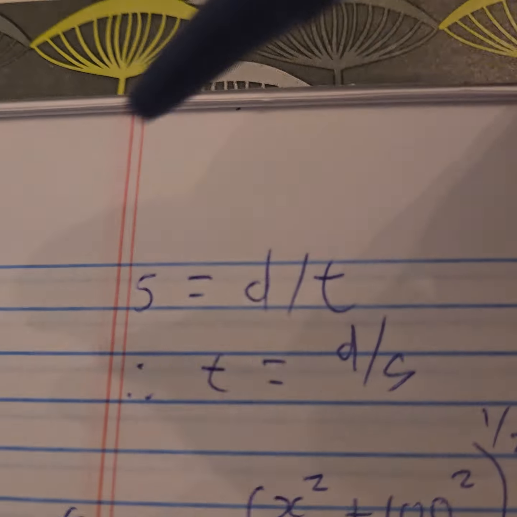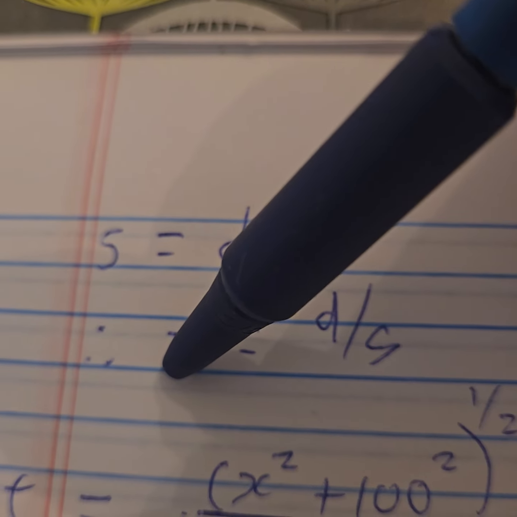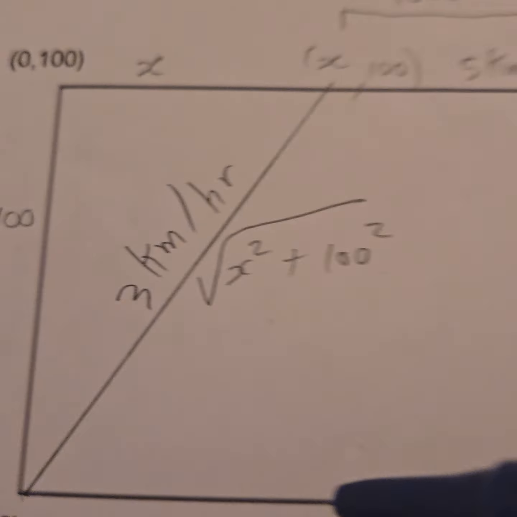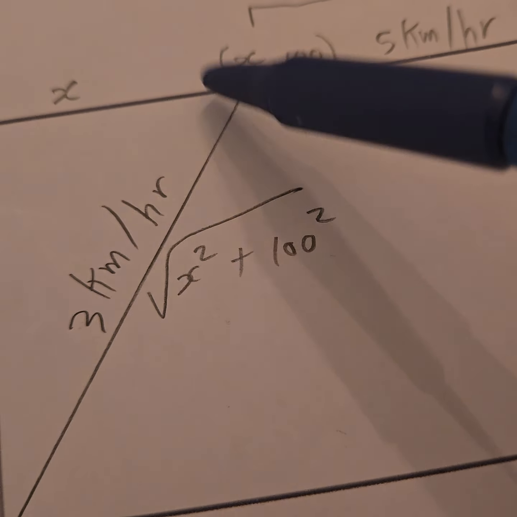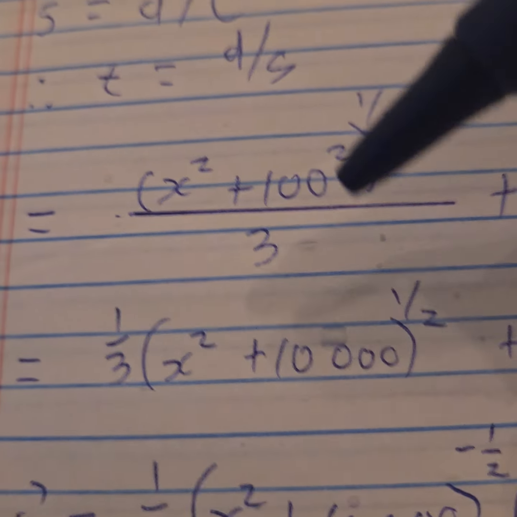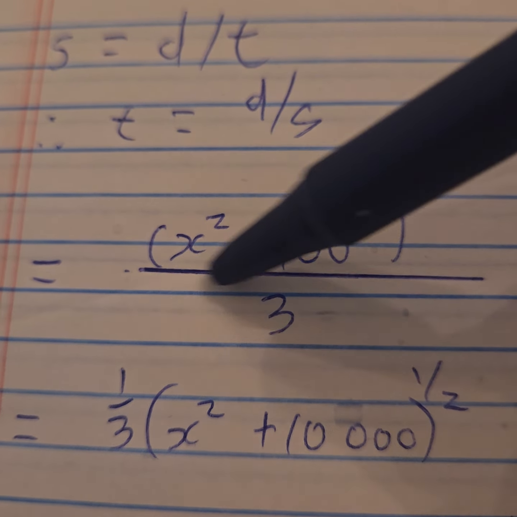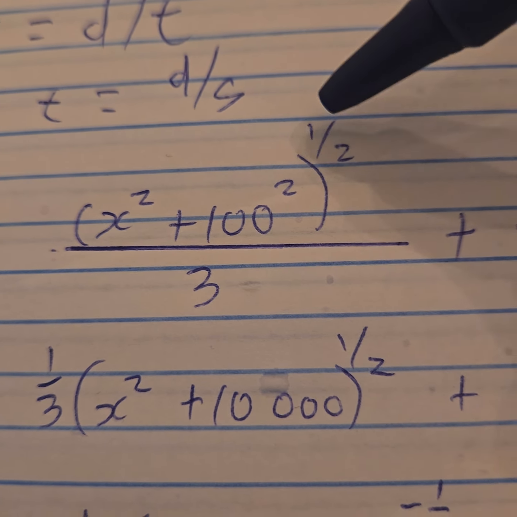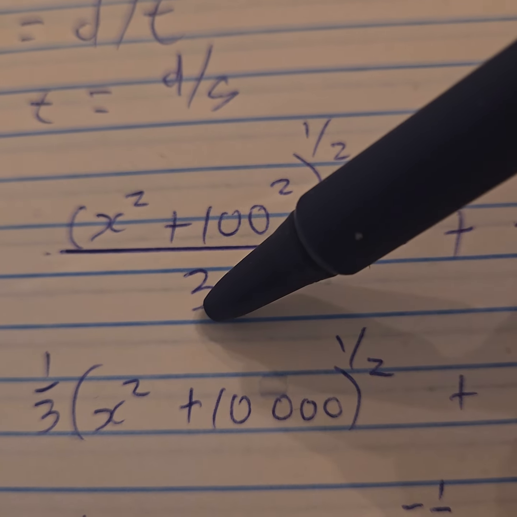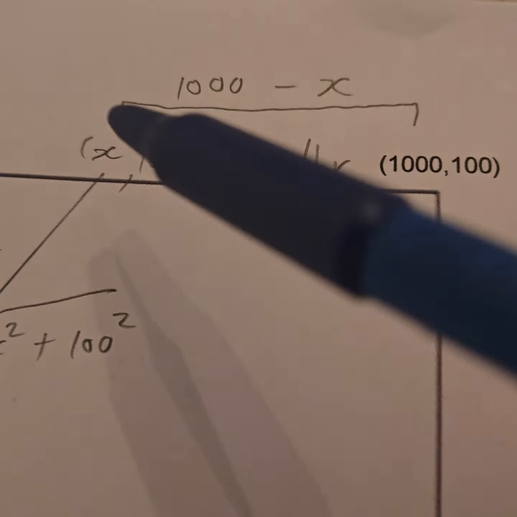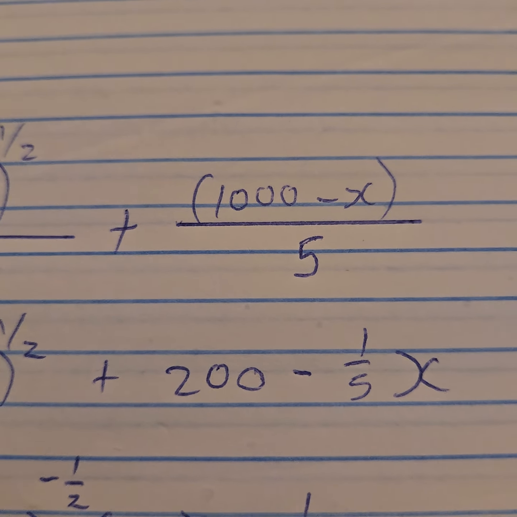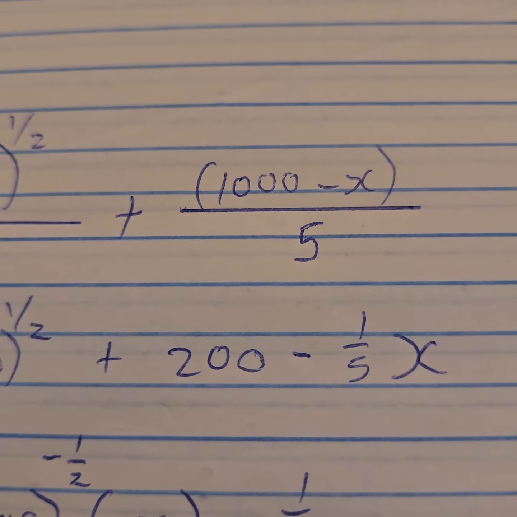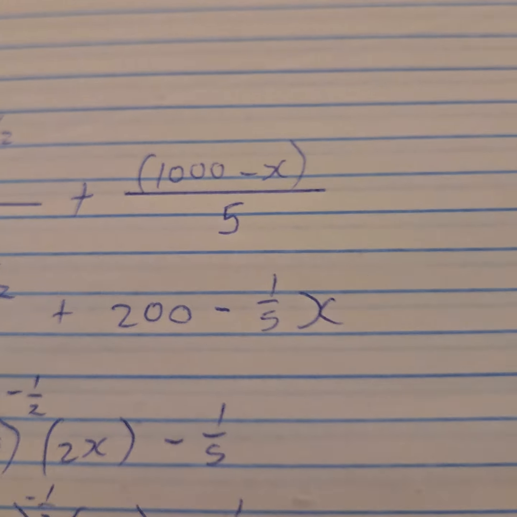We know speed is distance over time, so time is distance over speed, which means the time he spends swimming is the distance divided by the speed. So that's the distance in the water, X squared plus 100 squared rooted, which is the power of half, divided by 3. And the other leg of the journey is 1,000 minus X, so the time he spends is 1,000 minus X divided by 5. Distance divided by speed. I'm going to come back to this question.